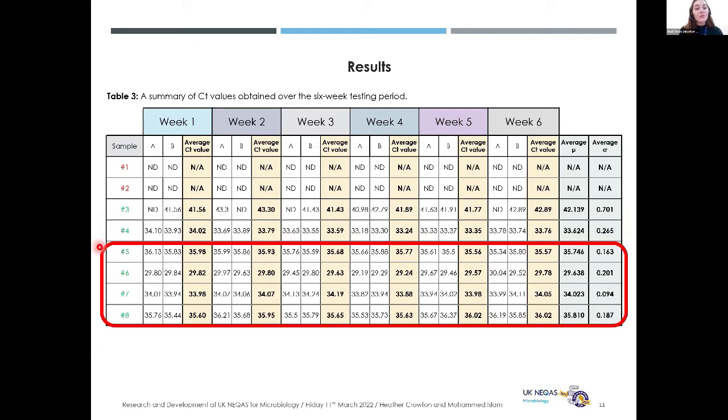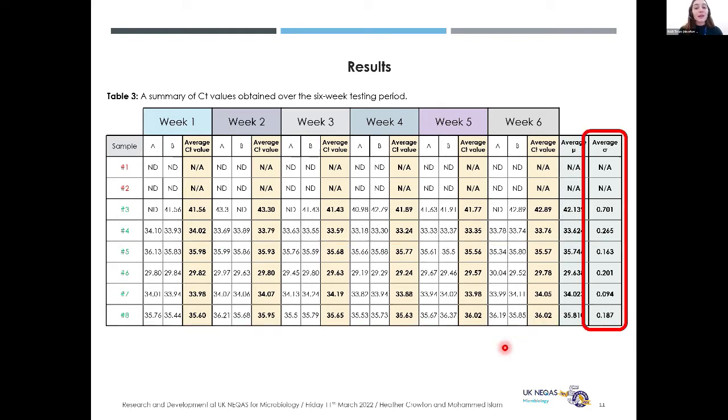And then samples 5 to 8, which were IgM and RNA positive samples, provided us with CT values again for these different RNAs all the way up until the 6-week period. So this is really promising to see that the RNA is stable in a liquid serum format all the way up until 6 weeks at room temperature. It was also really positive to see that the average standard deviation of these CT values were quite low, which indicates to us that it should be a reproducible result.